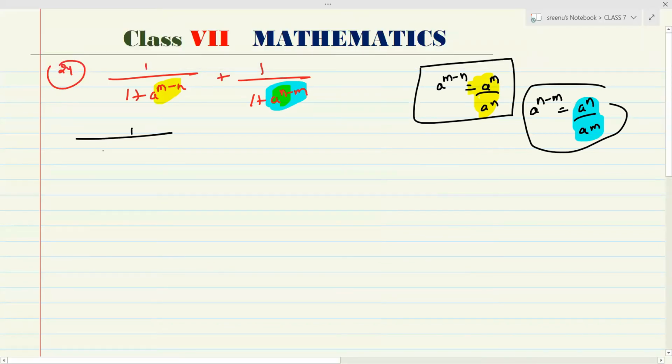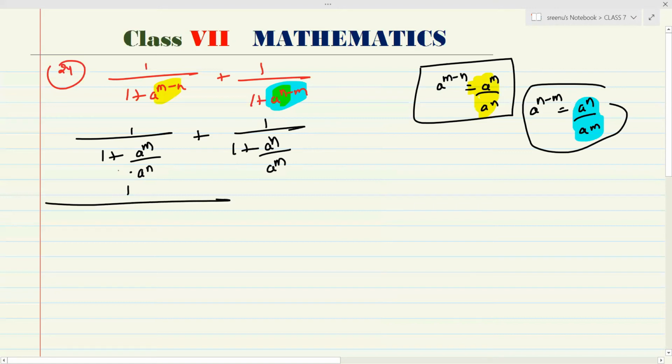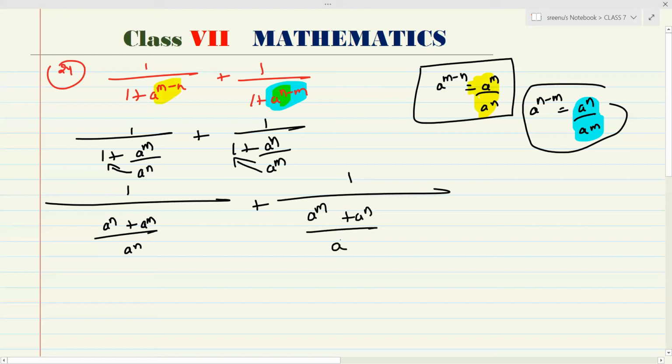So 1 by 1 plus a power m by a power n, plus 1 by 1 plus a power n by a power m. Now let's take the LCM. 1 into a power n plus a power m by a power n, plus 1 by 1 into a power m plus a power n by a power m.